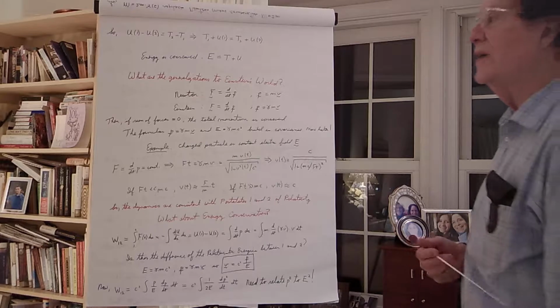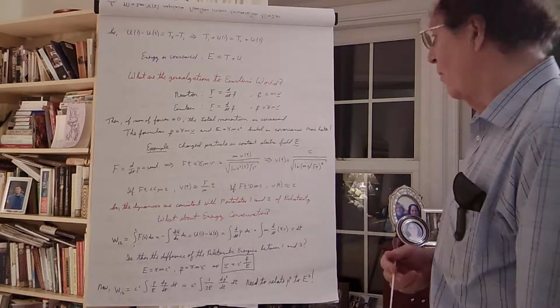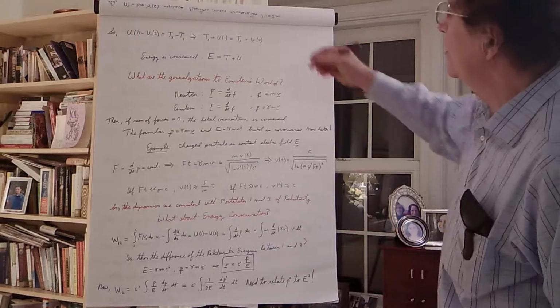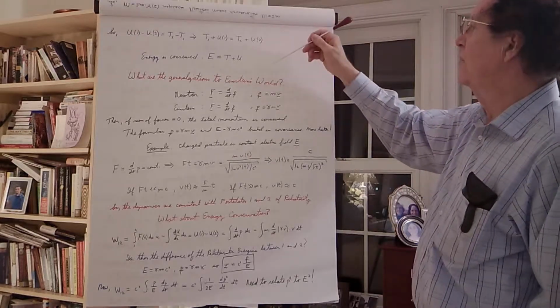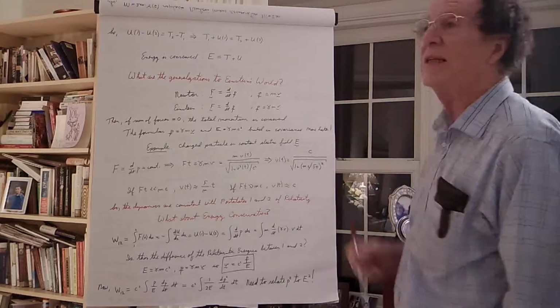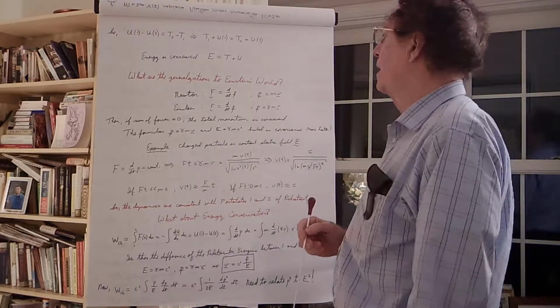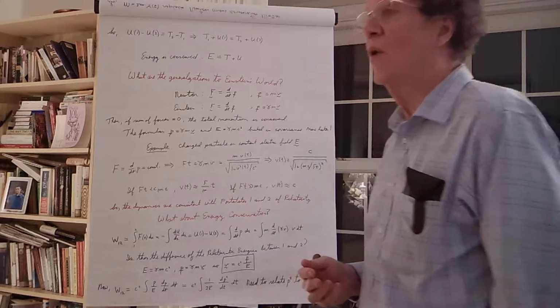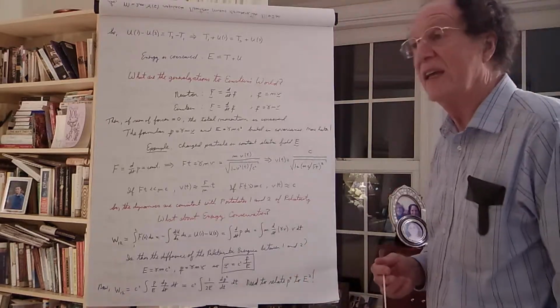So that's the situation in Newton's world, and we want to get the situation in Einstein's world. Well, in Newton's world, a force is equal to the time derivative of the momentum, and the momentum is just mv. Now we've learned that that's not the momentum in Einstein's world. The momentum is gamma mv.